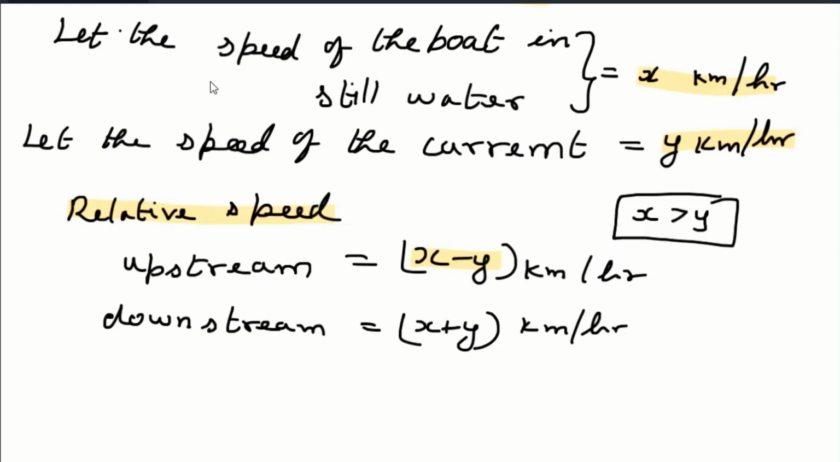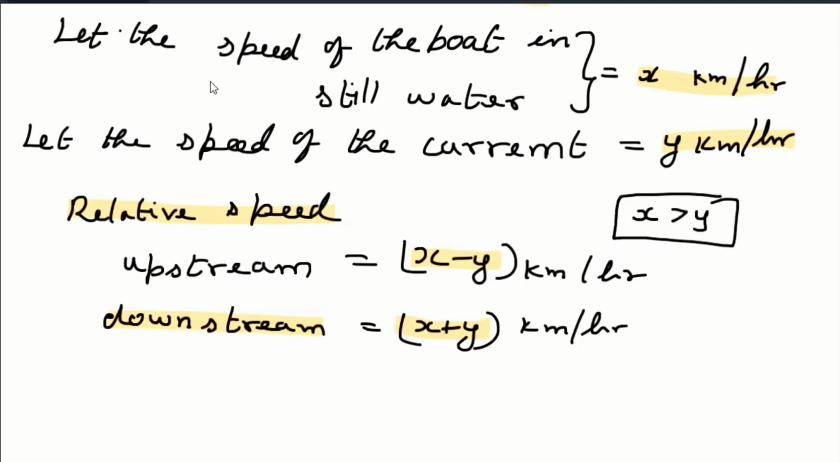So if your speed is more than the current, then only it is possible for you to go upstream. Otherwise, you cannot enter into the river itself. You will always be standing on the bank. Now, what is relative speed downstream? Downstream means you are coming from the river, you are coming towards the bank. So the waves also will help you to move faster and reach the bank faster. So it is x plus y. Since the stream is helping you, your speed will automatically increase. So the relative speed downstream is x plus y.